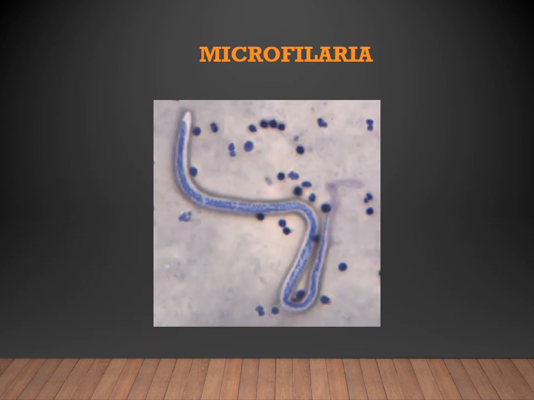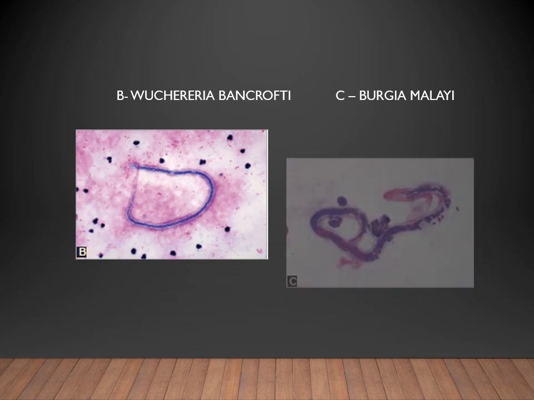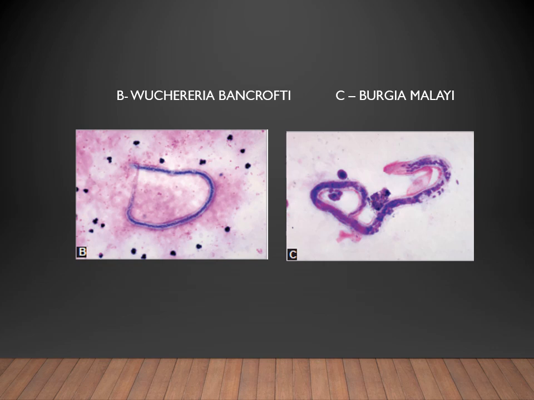So this is the microfilaria which you can see, and it's easily visible in the slide after doing the Giemsa staining. This is Wuchereria bancrofti microfilaria, and this one is Brugia malayi.